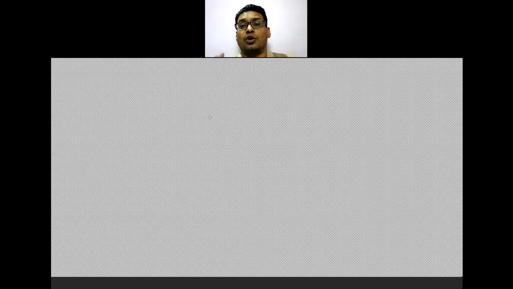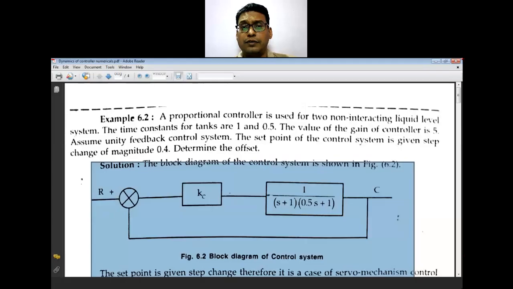A proportional controller. One thing. So the screen is not visible. Okay. Now okay.